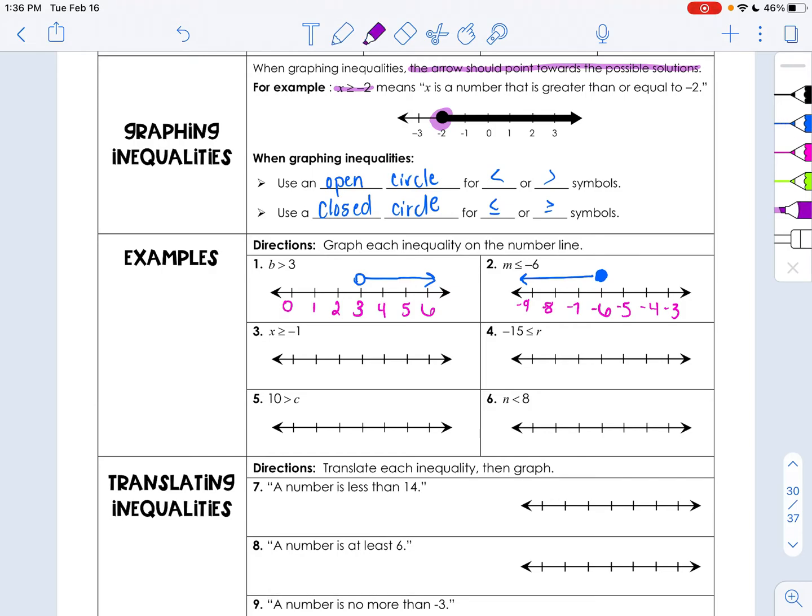Go ahead and highlight number 3, and let's look at number 4. If you notice on number 4, the variable is on the right instead of the left. I suggest that you rewrite inequalities that are this way. I suggest that when graphing, you always keep your variable on the left and your number on the right. If I were to rewrite this inequality, it would be r is greater than or equal to -15. I simply move the r from the right to the left, and the -15 I move from the left to the right.